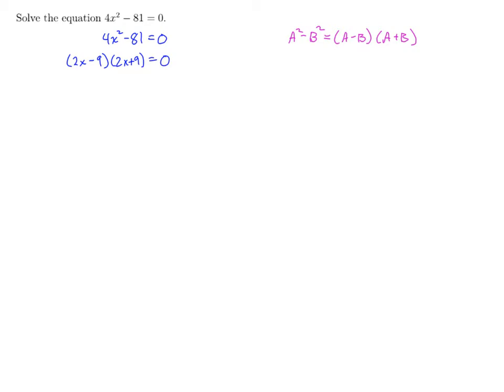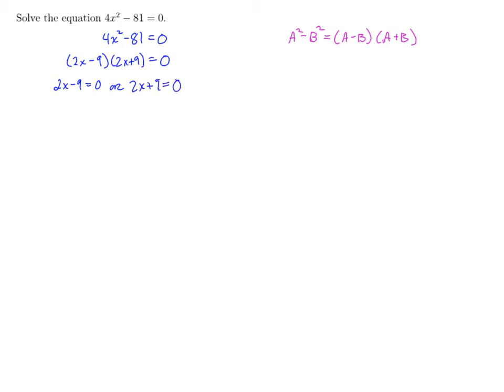And at this point, I've broken it down into the product of two linear factors, and I can apply the zero product principle. So from here, I'll get 2x minus 9 equal to 0, or 2x plus 9 equal to 0. Now we'll go and solve each of these linear equations.